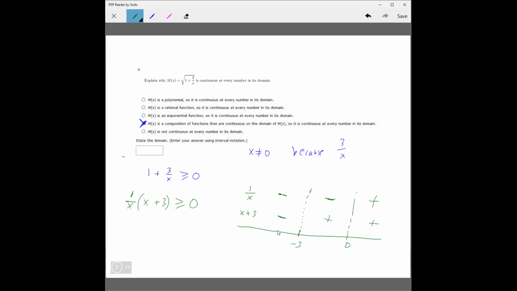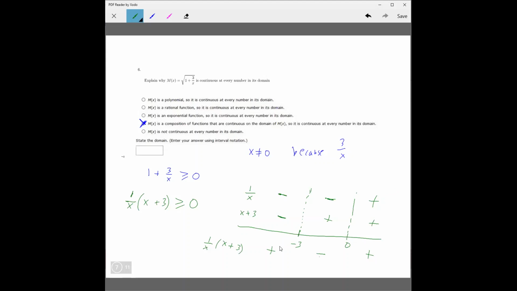Okay, so anything less than -3 is like -4, for example. If you take -4 plus 3, that's -1, which is negative. But if you have something greater than -3, like -2, you're taking -2 plus 3, that's +1. So it's positive, and it's positive over here as well. And so this product, 1 over x times x plus 3: you're taking a negative number times a negative number here, so that's positive. Here it's negative times positive, so that's negative. And then here it's positive times positive, so that's positive.